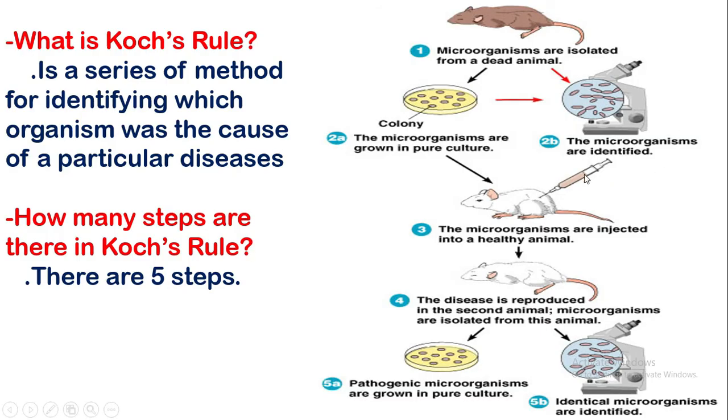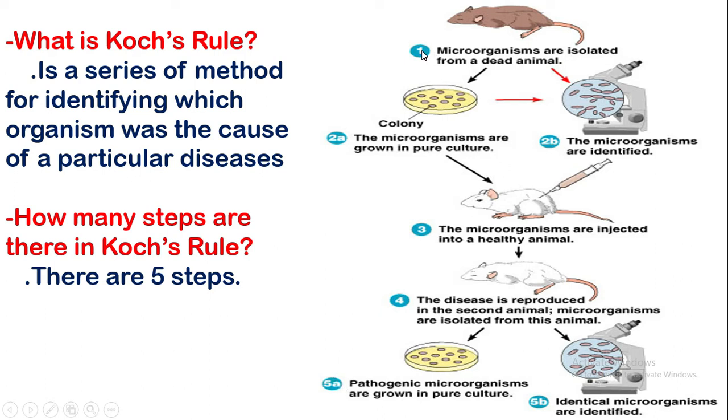Okay, here this is a method, and I can ask you what is Koch's rule. Okay, we can answer it's a series of methods for identifying the organism that is the cause of a particular disease. Like today, before we could know COVID-19 is the pathogen, that is a virus that causes the disease, scientists needed to follow these steps. So look at the first step. How many steps are there? Yeah, there are 5 steps. Okay, but the first step and second step we can divide into 2, A and B, third step, fourth step, and fifth step we can divide into 2, A and B also.